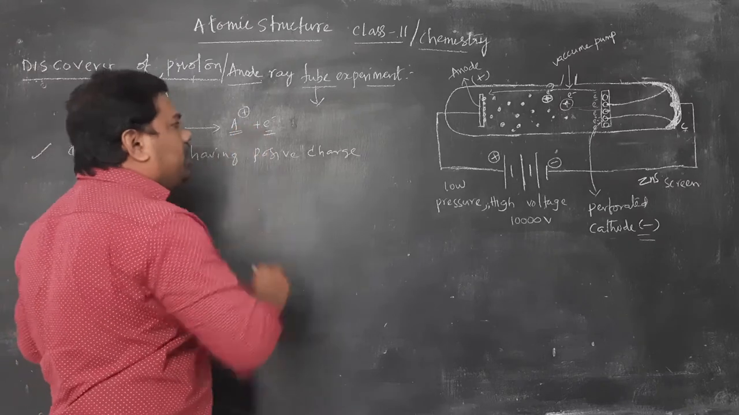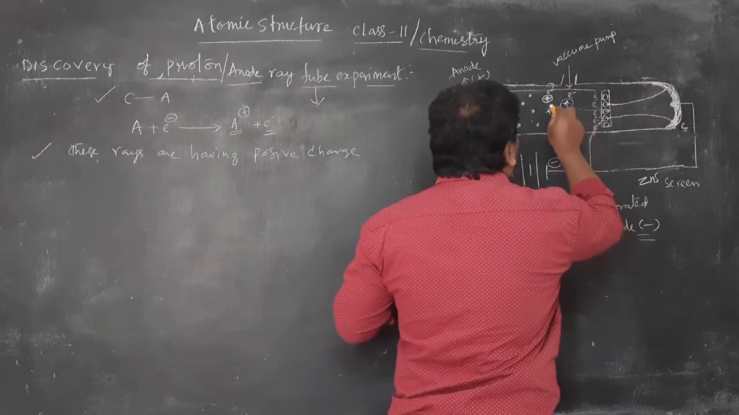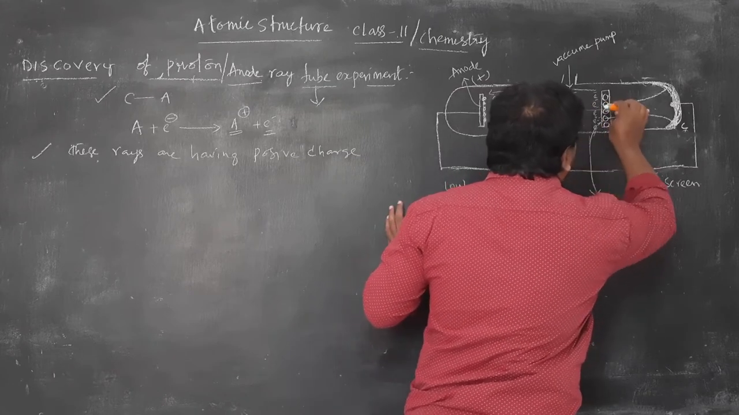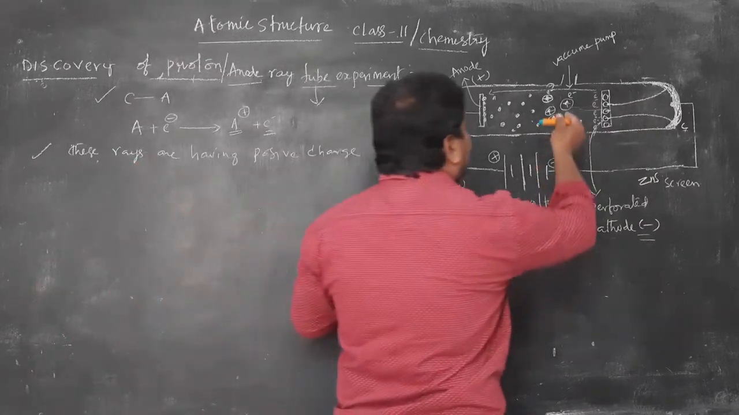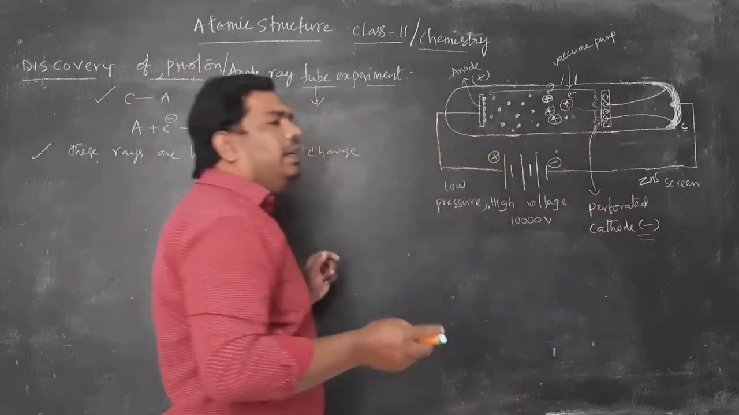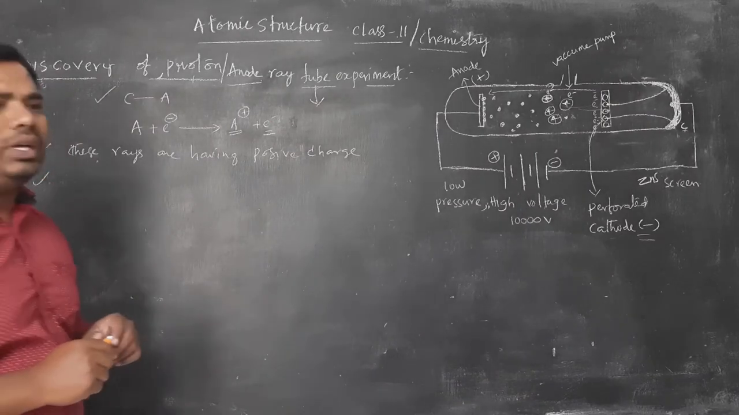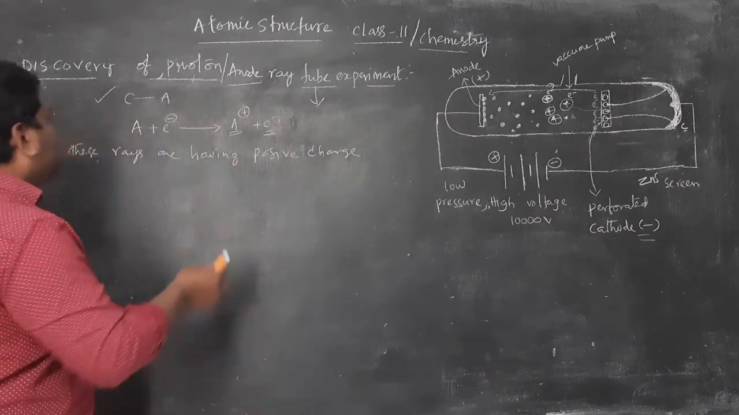These positively charged ions travel towards the cathode, which is completely reverse to the J.J. Thomson experiment. So in that case, in the J.J.